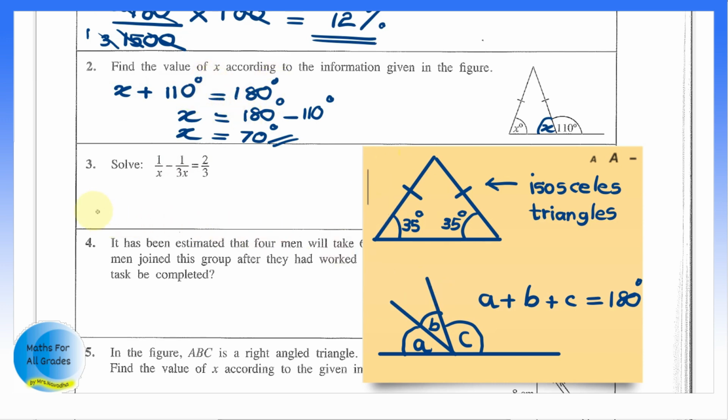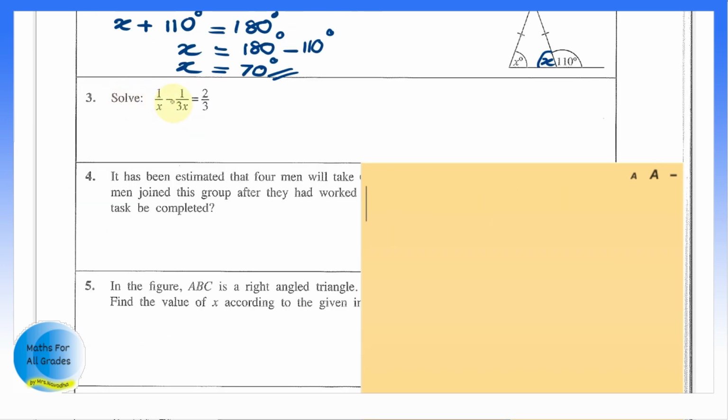Let's move on to question number 3. Solve 1 over x minus 1 over 3x equals 2 over 3. On the left hand side, you can see there are algebraic fractions. So let's solve that part first. Denominators are x and 3x. So we need a common denominator, and that is 3x. How many x are there in 3x? There are 3. 3 minus 1 equals 2. 2 over 3x equals 2 over 3.